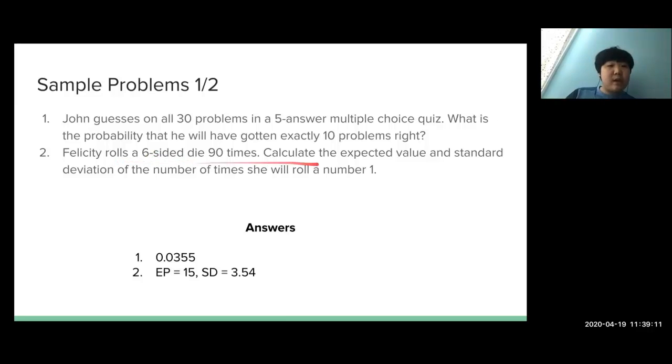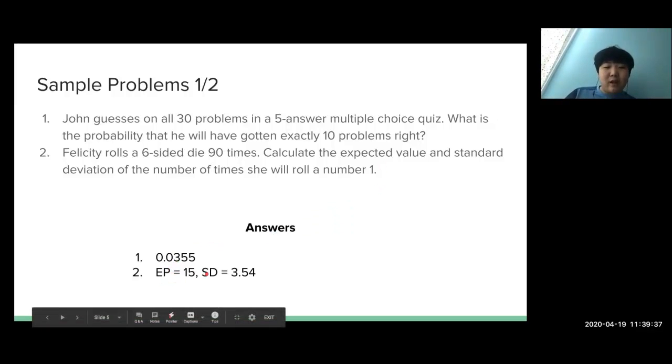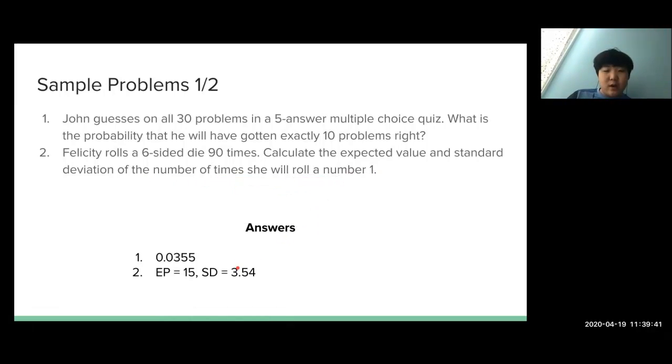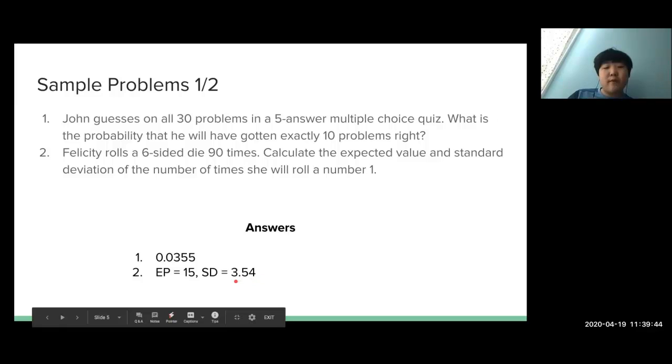since it's a random die, we can assume that p will be 1 over 6, that there's only one number that we want. And using n and p, we can then go about calculating the expected value and the standard deviation, which, if you remember, is the square root of the variance, and the variance is npq. But since q is 1 minus p, if we have n and p, we can calculate all of the values, leading us to the expected value of 15 die rolls with the number 1 and a standard deviation of about 3.54 die rolls.